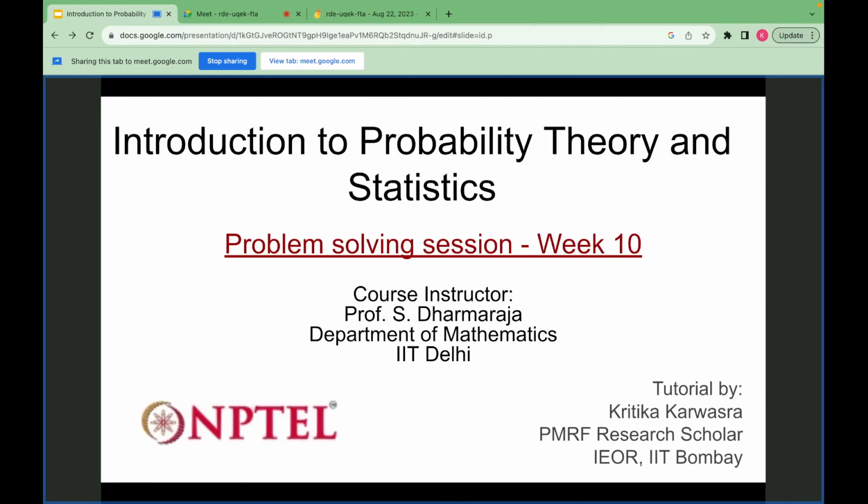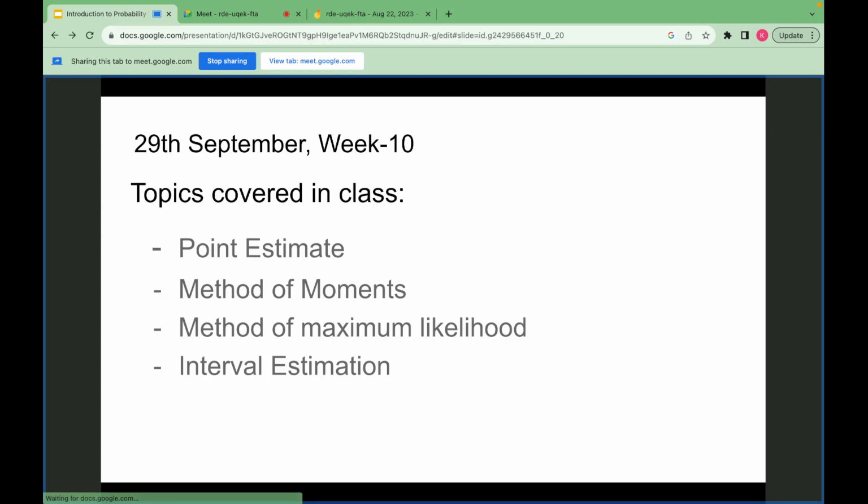This is the 10th lecture for the problem-solving session for the Introduction to Probability Theory and Statistics. In this week's session, we will see problems on the topics covered in this week's class: point estimate, method of moments, method of maximum likelihood, and interval estimation. And in this I will also talk about the hypothesis testing.